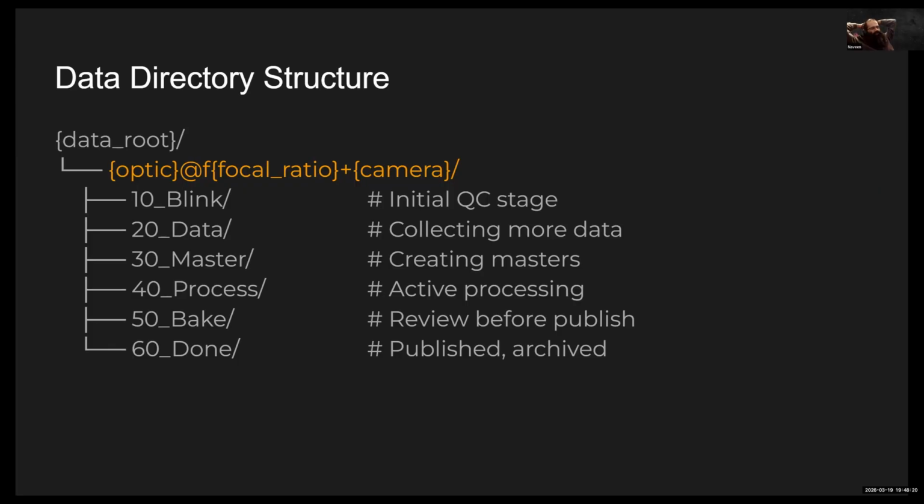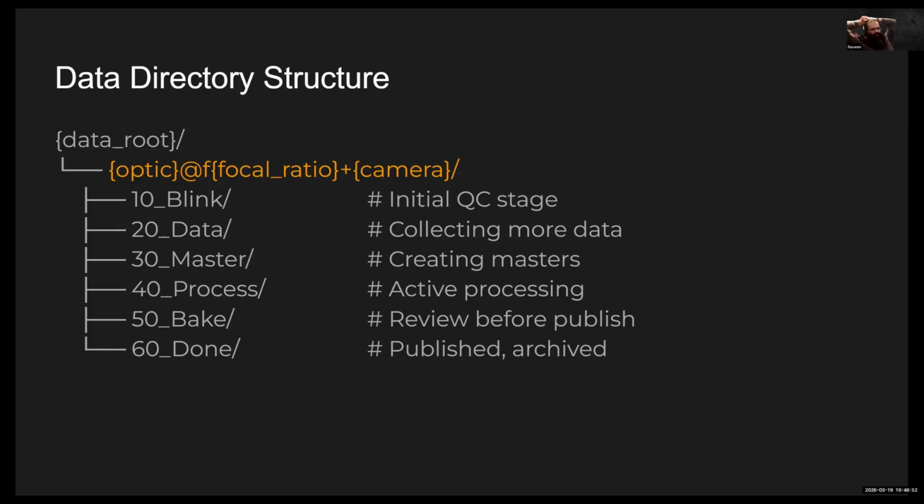And I have 6 stages that I've landed on over the course of many years of tweaking this. The first stage is blink. This is the quality assurance stage, the quality control. Are my images good? If not, do something with them. The second stage is data, meaning I need more of it, need more data. Most of my projects live here for most of their life.